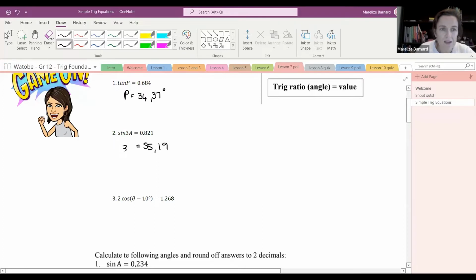55.19, but this time 3A is 55.19. So if 3A is 55.19, then A will be, and we divide by 3, then we get 18, and I'm rounding to 2 decimal places. So if I get 18.395 on my calculator, then I can round that to 18.40. Okay, so the important thing to note here is that we don't divide by the 3 at the start. We only divide by it at the end.